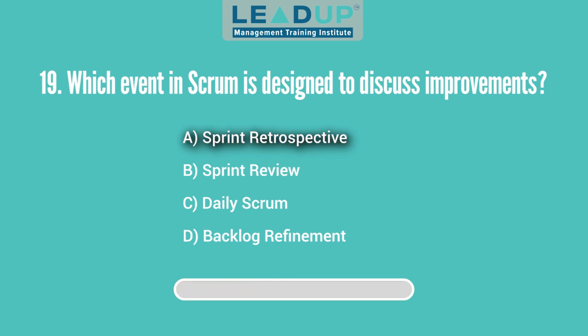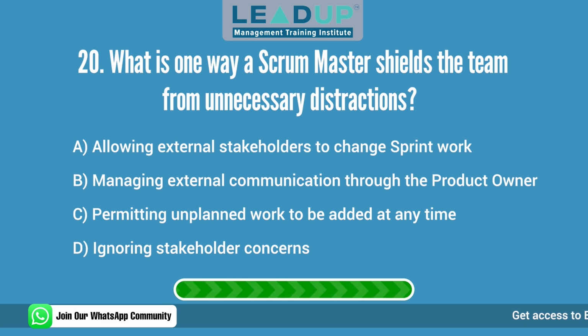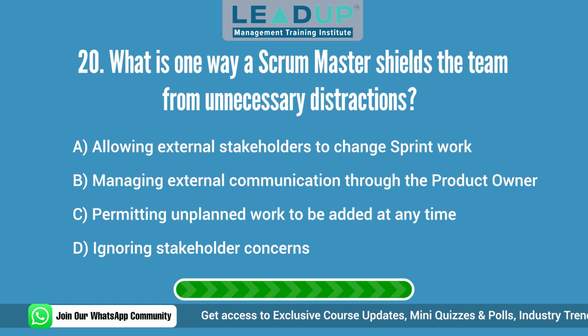Answer: Sprint retrospective. Question 20. What is one way a Scrum Master shields the team from unnecessary distractions? A. Allowing external stakeholders to change sprint work. B. Managing external communication through the product owner. C. Permitting unplanned work to be added at any time. And D. Ignoring stakeholder concerns.